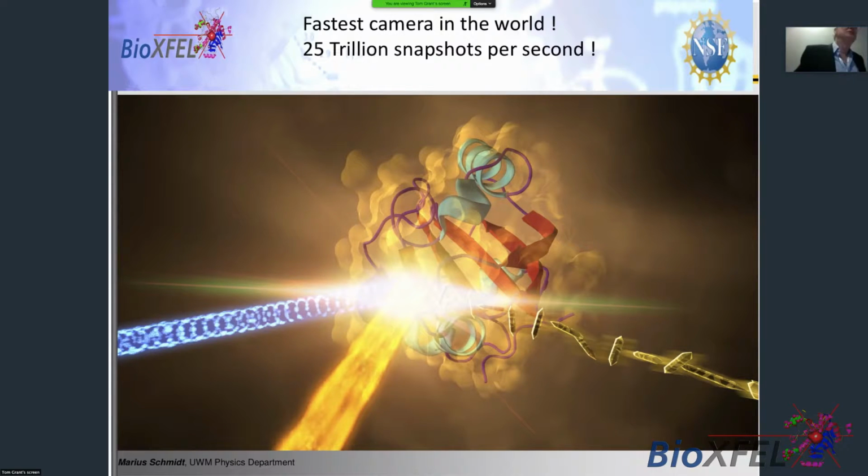In fact, we use the fast pulses mainly because we want to avoid radiation damage by outrunning damage, as you probably have heard. That's a more important characteristic than the time resolution in most cases. So it's the ability to avoid damage and therefore look at reactions at room temperature, which is important here.